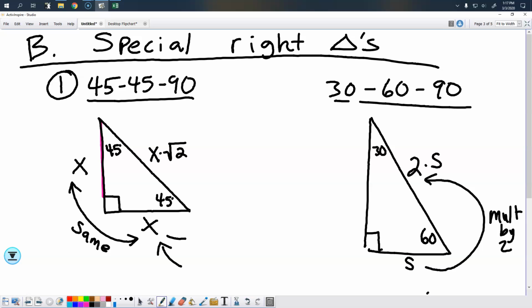And so, of course, if we wanted to work backwards, what would we do? We divide by 2. Divide by 2.